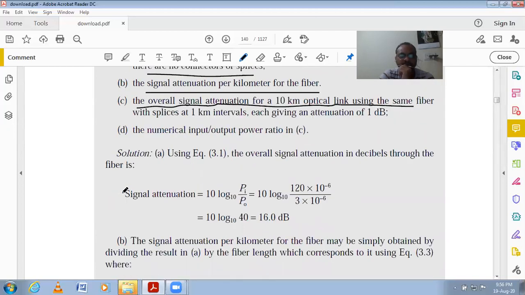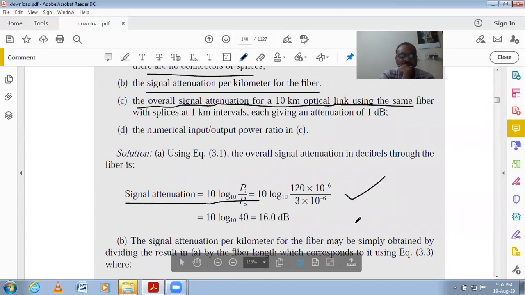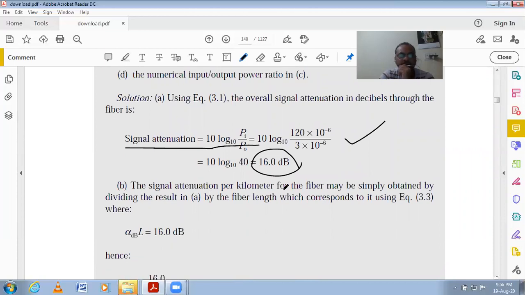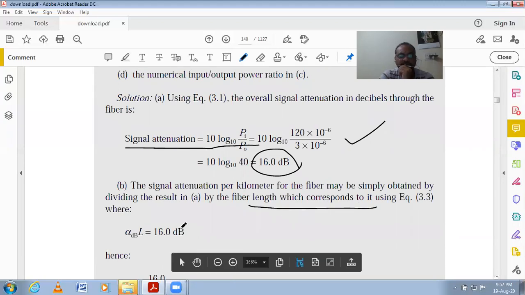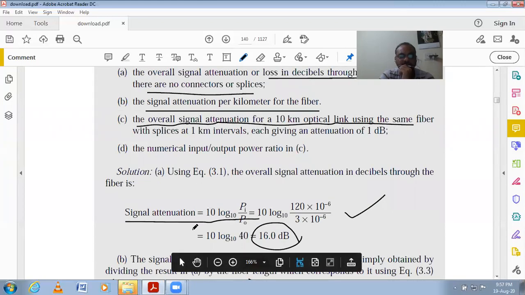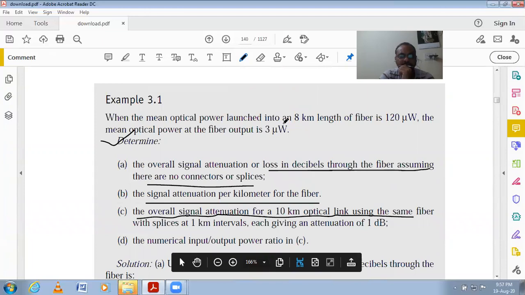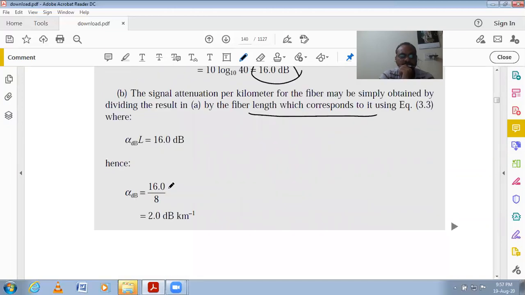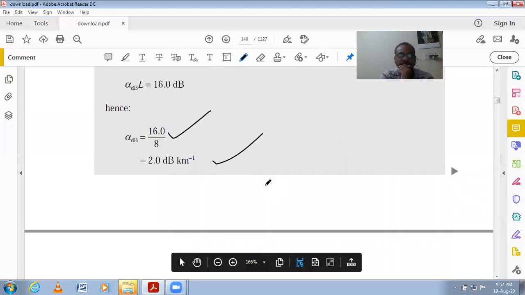Now the solution. For signal attenuation, we know that it is 10 log Pi upon Po. Putting in the values, the attenuation is 16 dB. The signal attenuation per kilometer for the fiber may be simply obtained by dividing the result by the fiber length, 8 kilometers. So it is equal to 16 upon 8, that is 2 dB per kilometer.